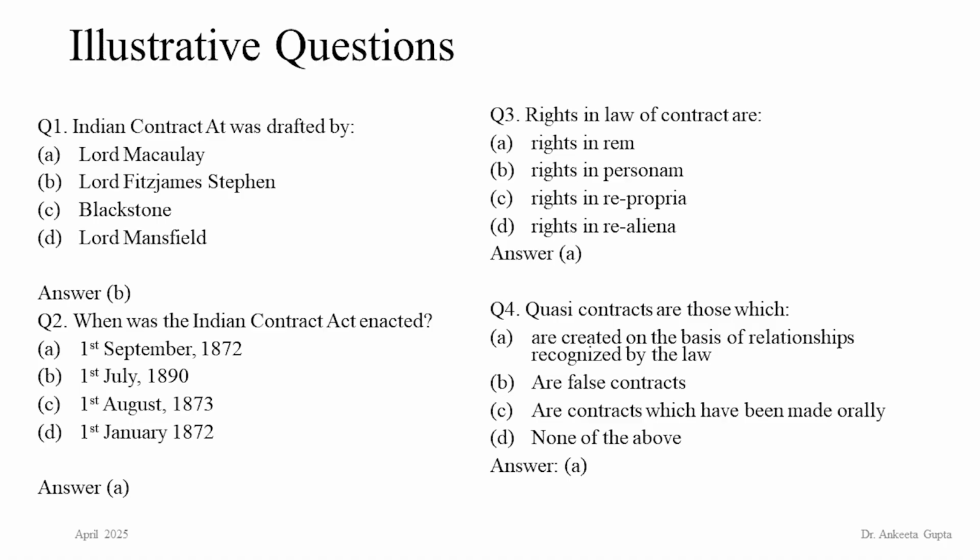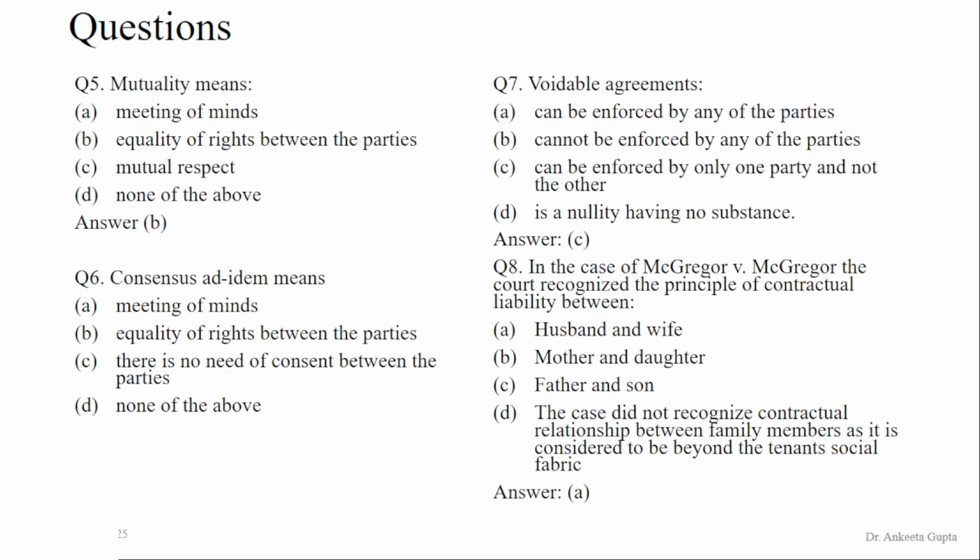Right? What are quasi contracts? Those which are created on the basis of relationships recognized by the law. This is something that we've already discussed. Mutuality means what? That's answer B. Equality of rights between the parties. Consensus ad idem is A, which means meeting of the minds.